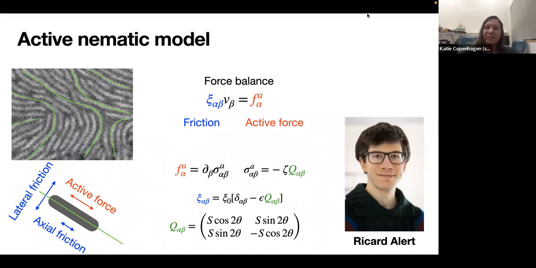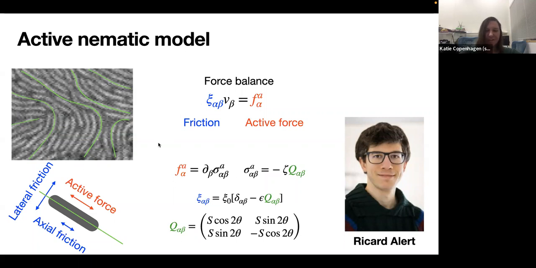So in this kind of active system, we have a force balance. It's just a very simple model where we have an active force, which shows up as a stretching along the director field lines, and it comes from the cells pushing against each other. So it's a stretching along the director field lines with a compression perpendicular to it, but that's our active forces from our cells. And then this active force is balanced by a friction. So friction, we have our friction coefficient times our velocity.